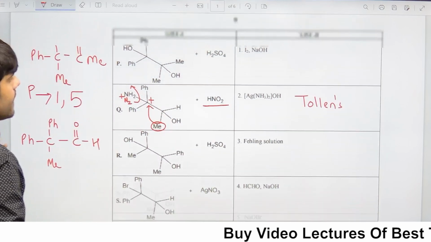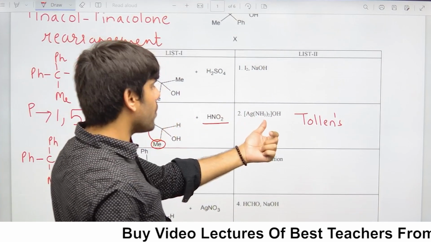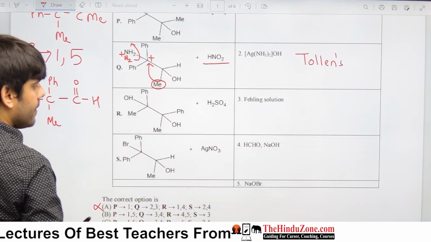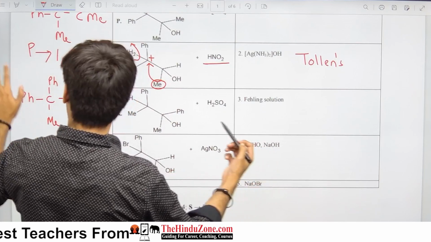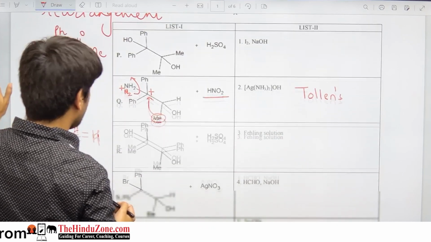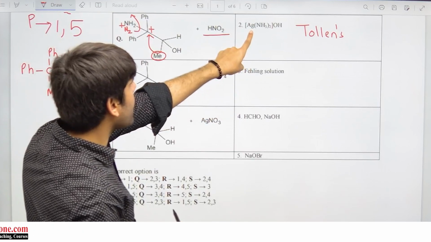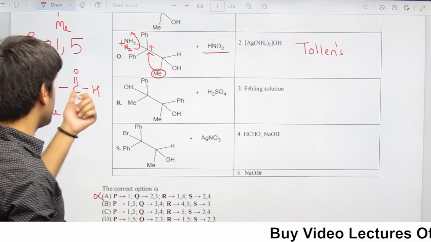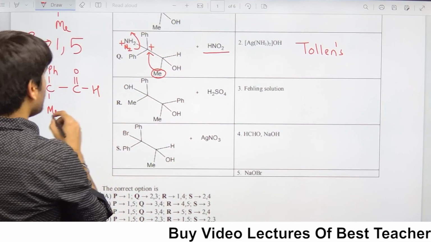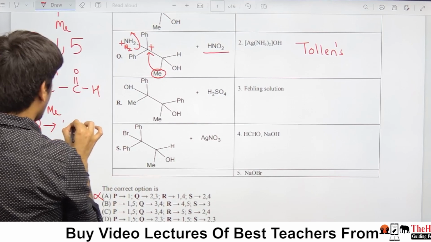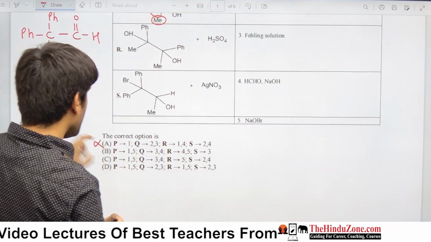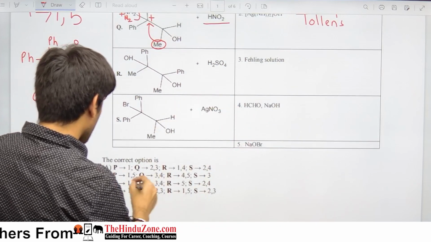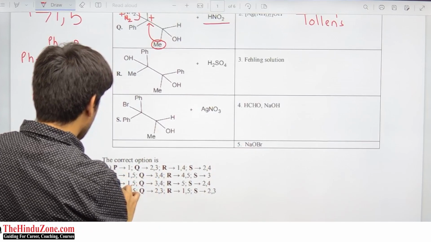Once I get an aldehyde, I know that aldehydes will reduce Tollens reagent. It will also reduce the Fehling solution, right? And it won't react with this in order to give you the desired product. It will react with Tollens and Fehling, and itself it will get oxidized to the respective acid. So this Q is going with 2 and 3. Let us check 4. No, we won't require 4. So B and C are also eliminated and D is the right answer.